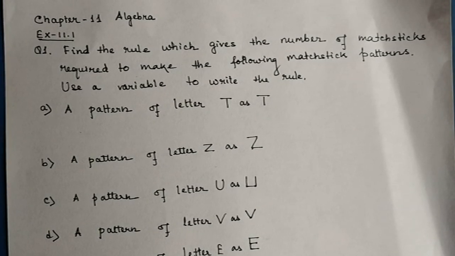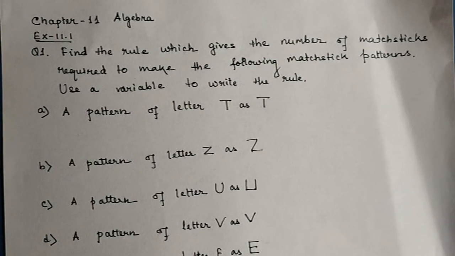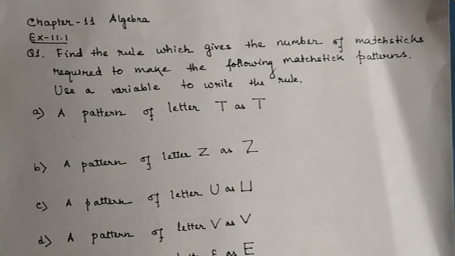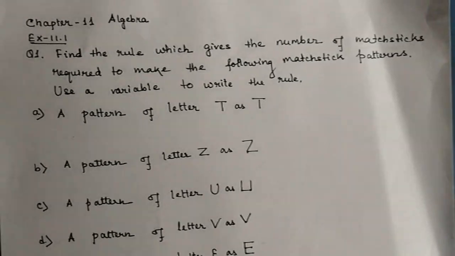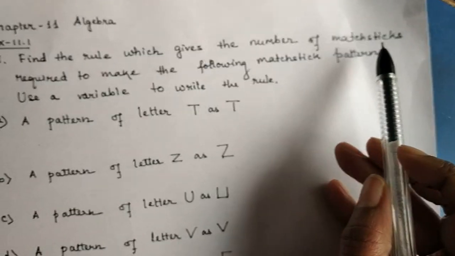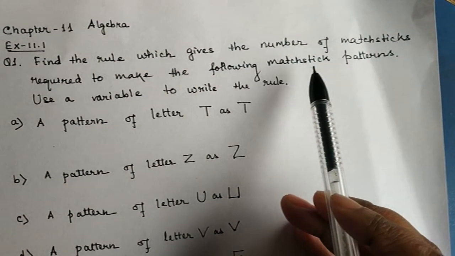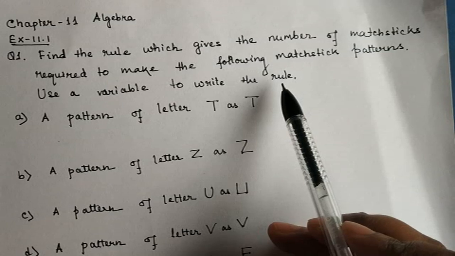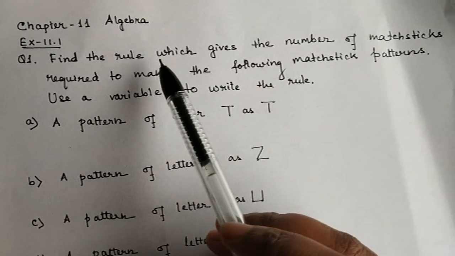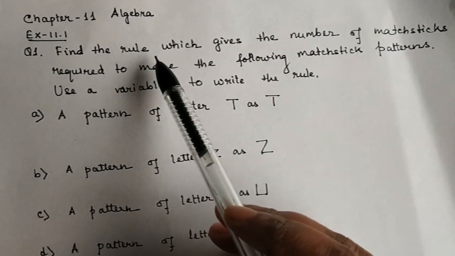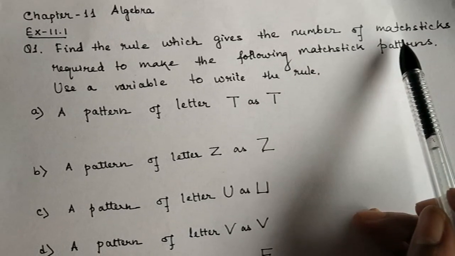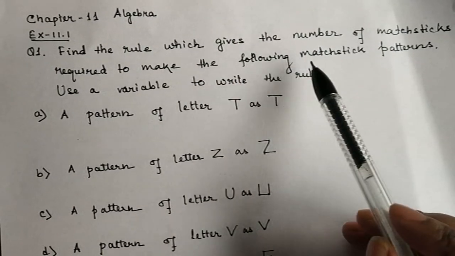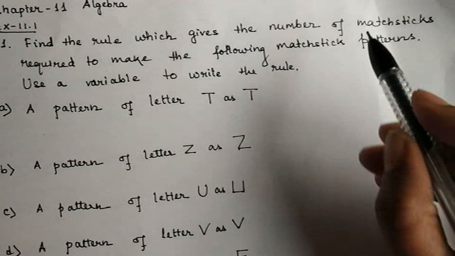Hello students, today we are starting with question number 1 of exercise 11.1. Now in this question we have: find the rule which gives the number of mastics required to make the following mastic patterns. Use a variable to write the rule. So here the question says to find the rule which gives us the number of mastics required to make the following mastic patterns.